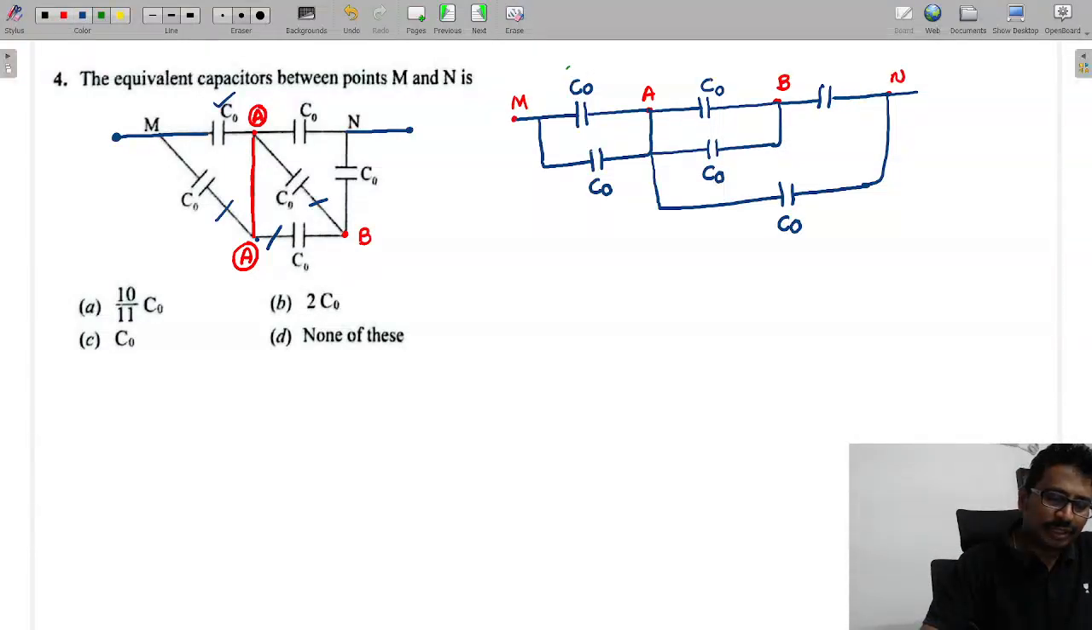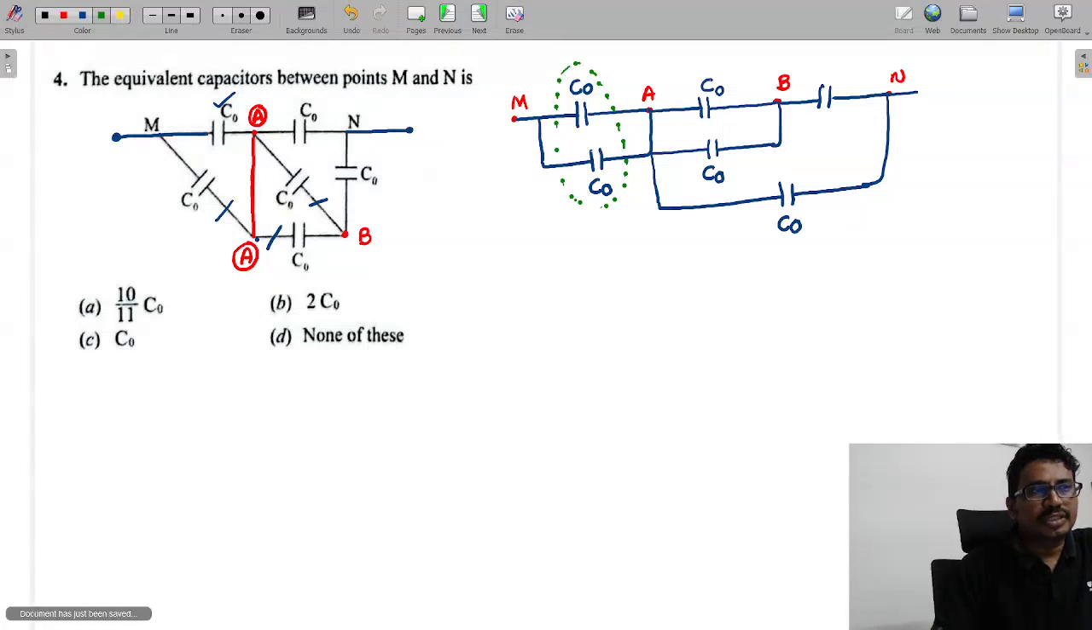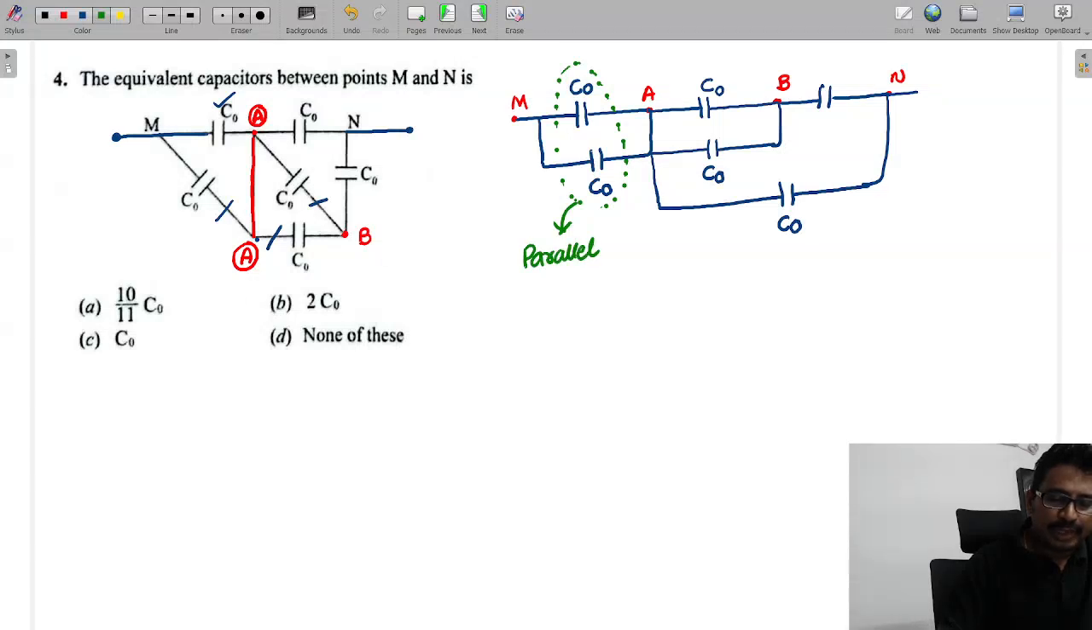Now you can see how these two capacitors are. These two capacitors are in parallel. In parallel, the equivalent of them is 2C0, we are adding them. What about these two capacitors? These two capacitors are also in parallel. Then the equivalent is 2C0.